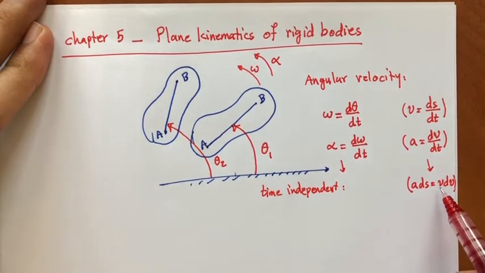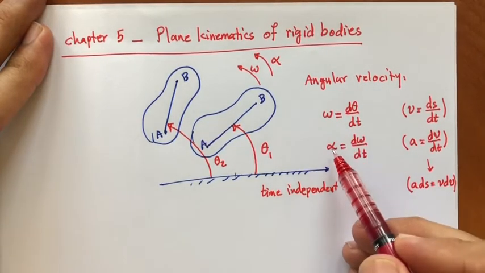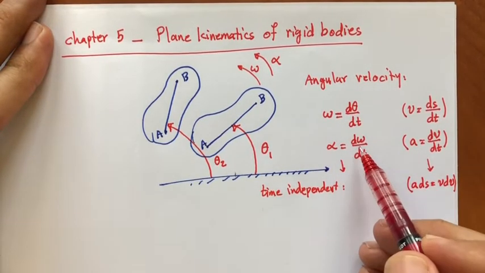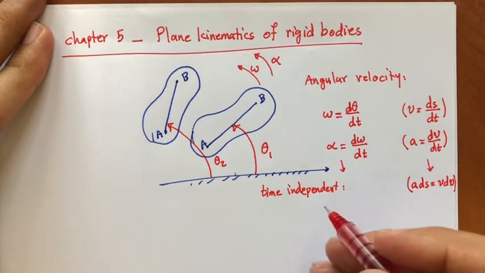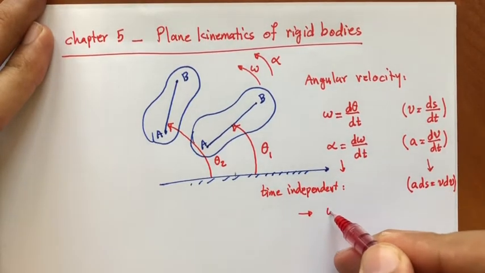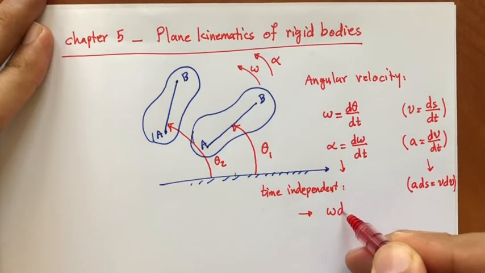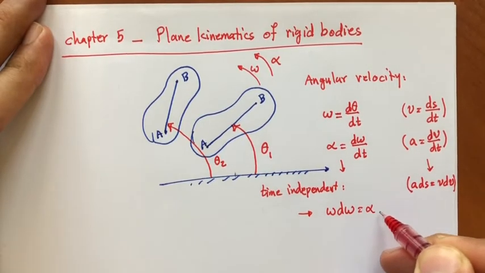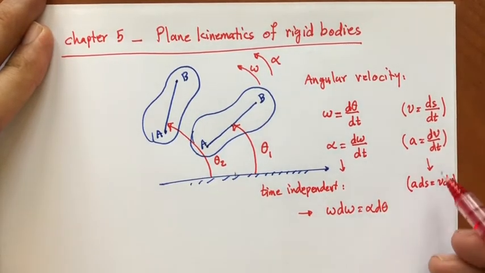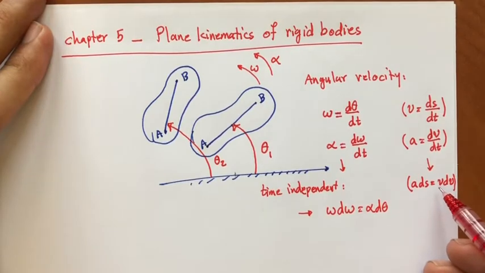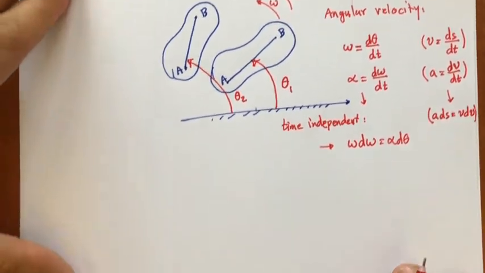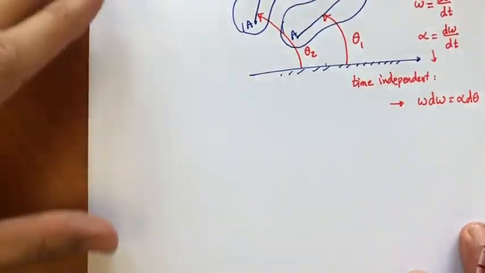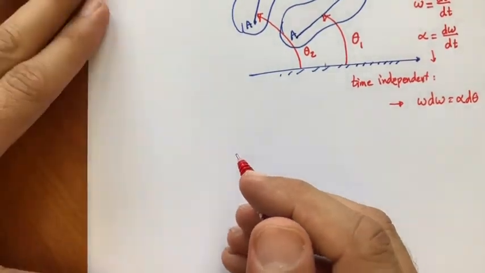So similar to this one, I'm going to have omega divided by alpha is equal to d theta divided by d omega. Then I'm going to have omega d omega is equal to alpha d theta. Very similar to what we had over here, right? So in general, for rotation, we have these three general equations.